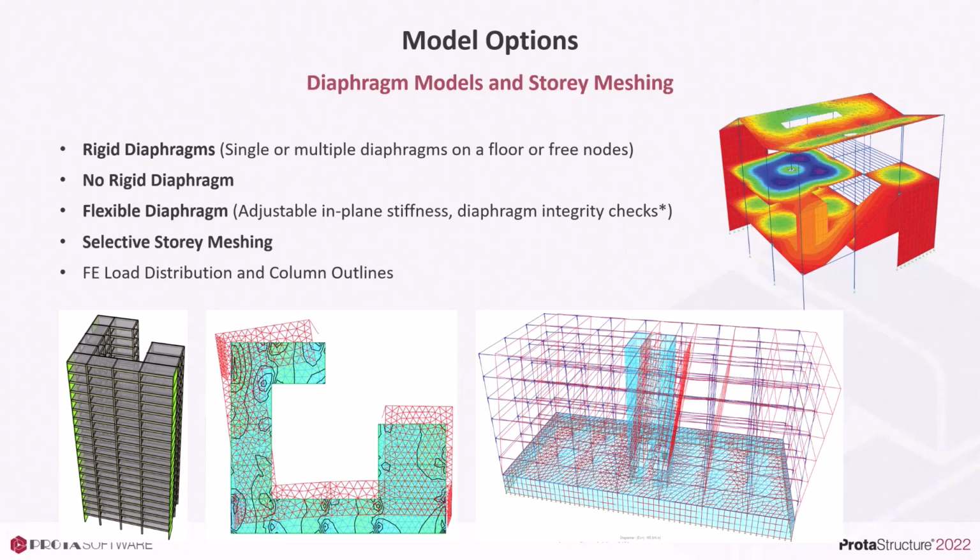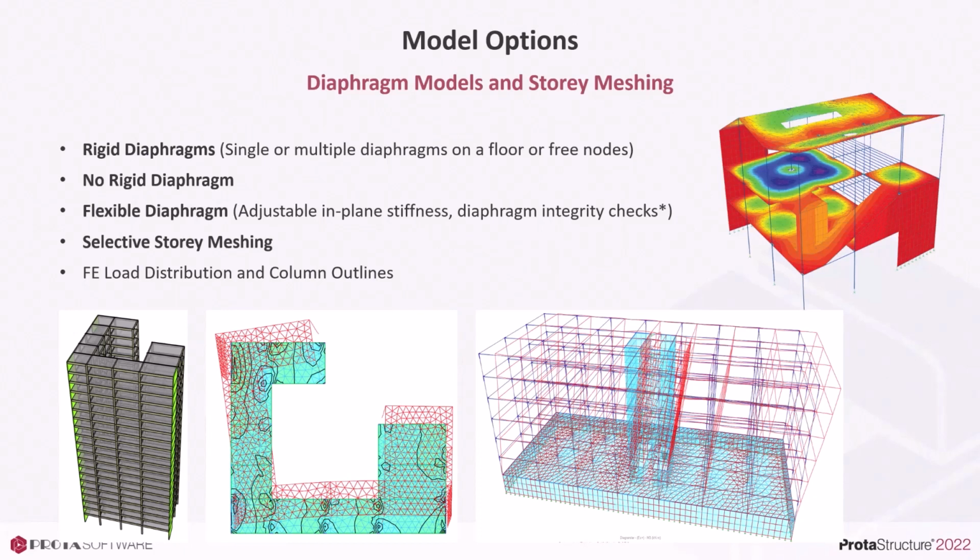ProtaStructure will automatically detect the existence of one or more rigid diaphragms on a floor level by checking the touching or stepping slab boundary conditions. You can even exclude some of the slabs from the diaphragm formation. As a result, a floor level can consist of a single rigid diaphragm, multiple independent rigid diaphragms, free nodes, or a combination of both. Regardless of the slab conditions, you can force the entire floor to act as a single rigid diaphragm or no diaphragm at all.